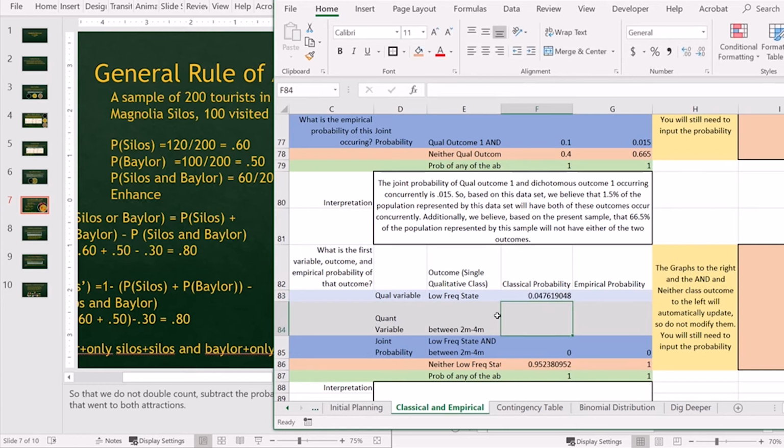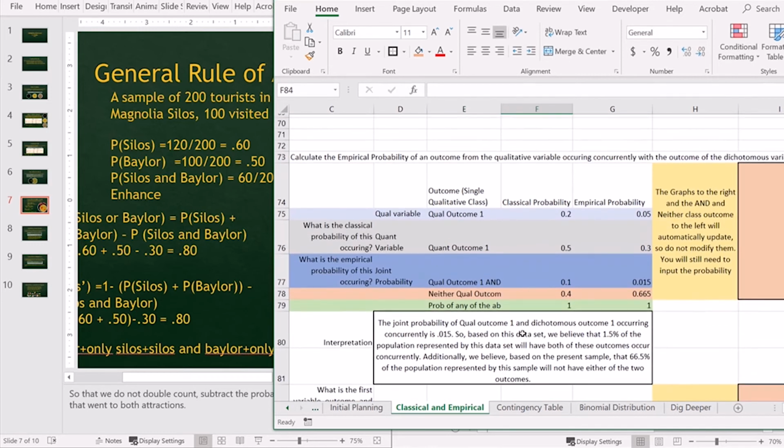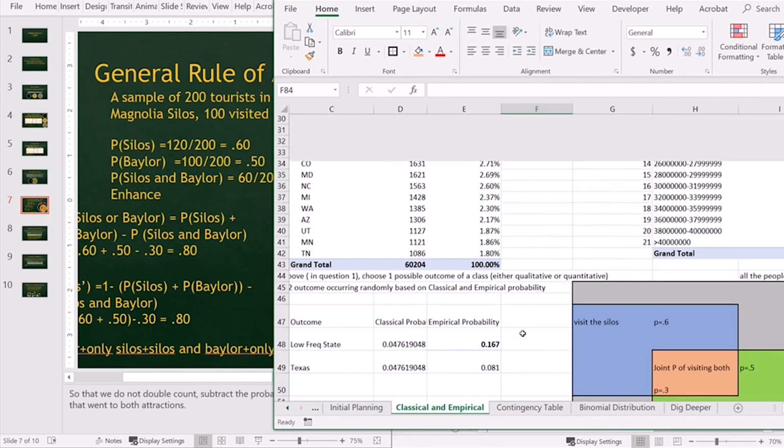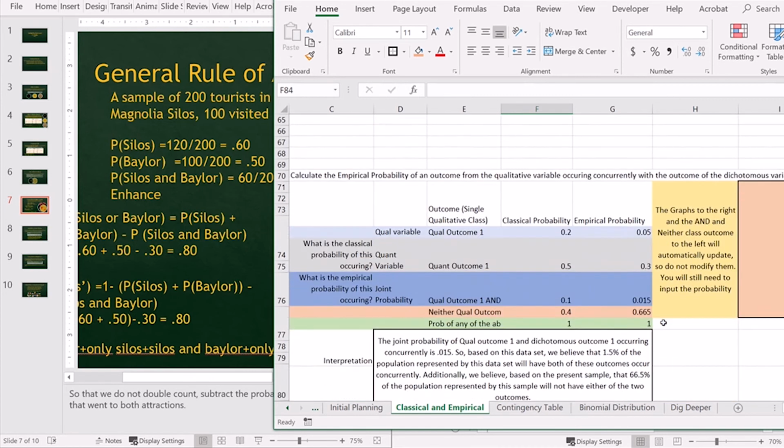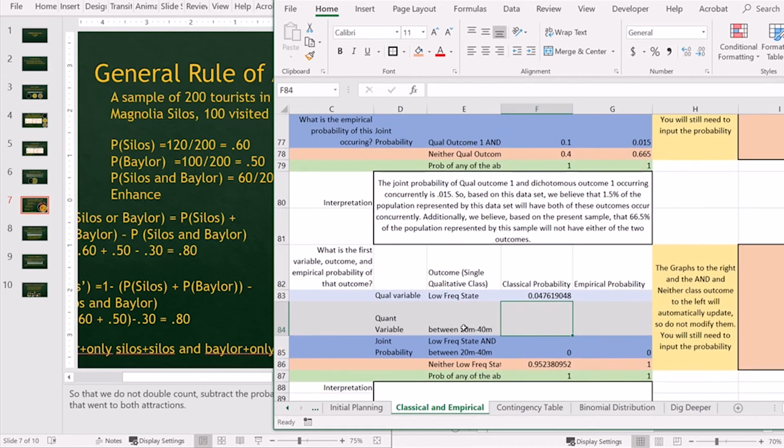And then this one right here, the quantitative, is what's the probability of being between 20 million to 40 million. How many zeros are there? Oh, it is 2 million to 4 million. Okay, so what is the classical probability of having a company that has revenue between 2 million to 4 million? What's the classical probability?